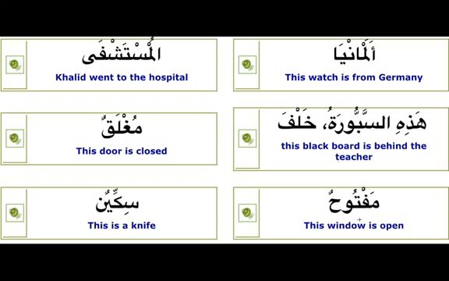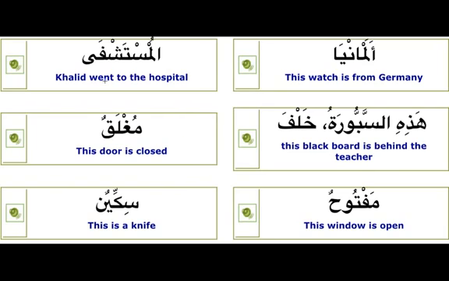Maftuhun. Something is open. What is it? This window. So you're telling. Window means nafidatun. So you say hadihin nafidatu. Hadihin nafidatu maftuhatun. It's a tricky one there. It's al mustashfa. So if you can, just put your head down and write this, inshallah.